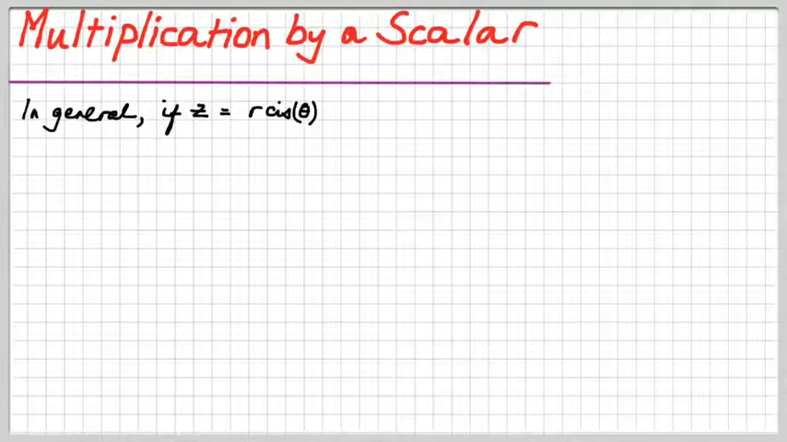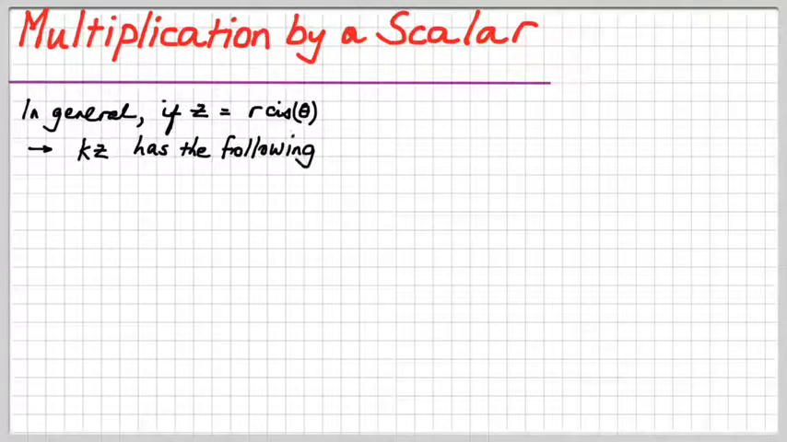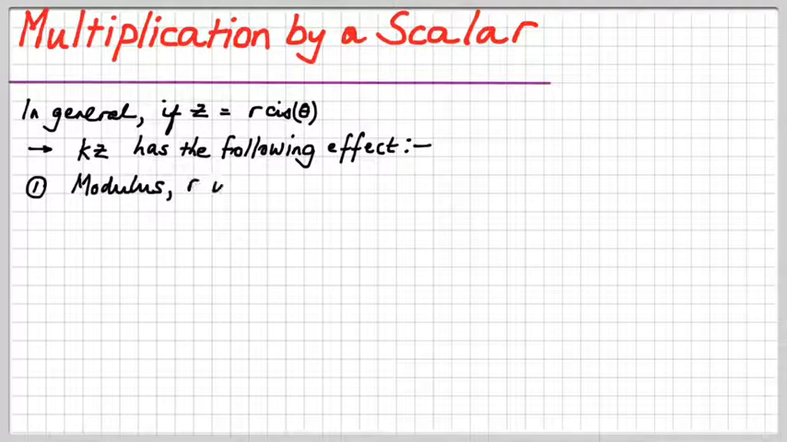Happy? Right, let's go. Now, in general, if z equals r cis theta, for this kind of situation, multiplying by a scalar, we're just going to summarise in general terms, but I think you already understand. k times z, where k is the scalar, has the following effect. It depends on whether k is a plus k or a minus little beastie. If he's a minus, he's a trickster. If he's plus, he's very, very innocent, so you don't have to be careful of him.